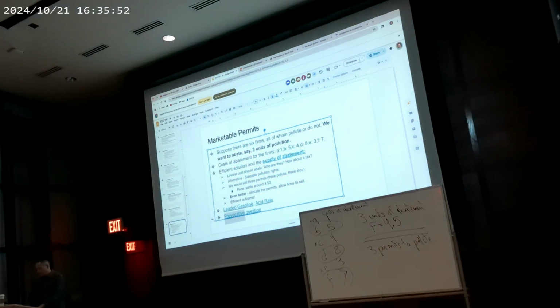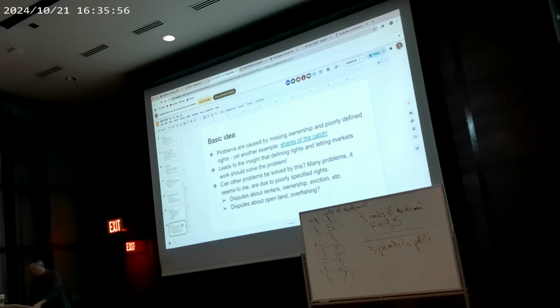Okay, let's see here. I think I have one more for you. So this is an important idea that I hope you'll carry around. And I think in general, oftentimes a lot of these problems are just, not just in environmental economics, mind you, but everywhere. There's all kinds of problems caused by missing ownership and poorly defined property rights, right?